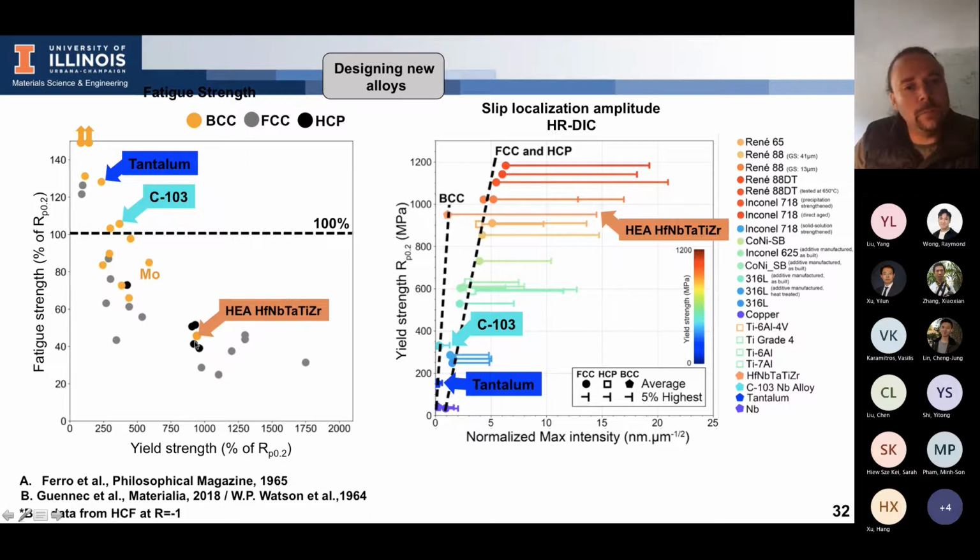And this alloy, when you measure fatigue strength, has the same fatigue strength as FCC or HCP. And this is related because if you investigate the localization of the plasticity, the highest value in average, most of the values are pretty low, but the highest values are still very similar to the ones observed in FCC and HCP. And as a consequence, the fatigue strength is also very similar.